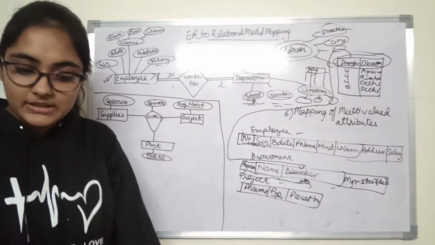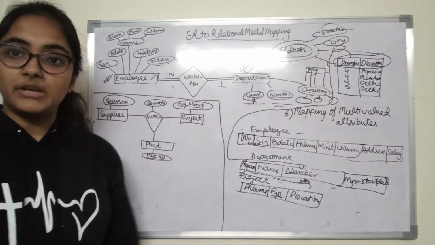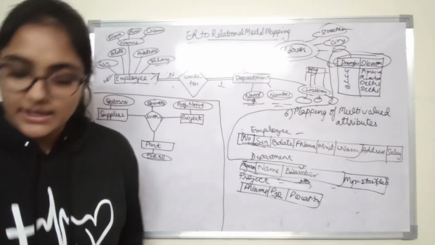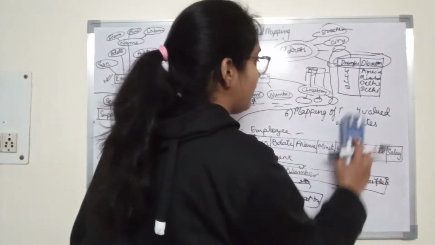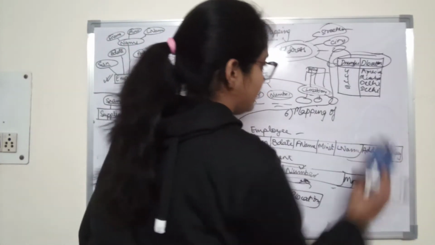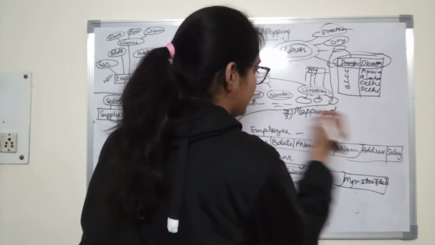Now only the last step is left. The last step talks about mapping of N-ary relationship types, step number 7.